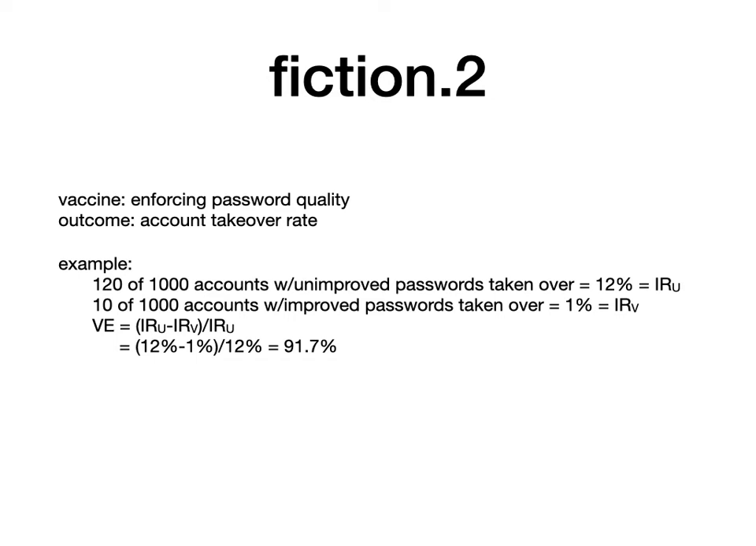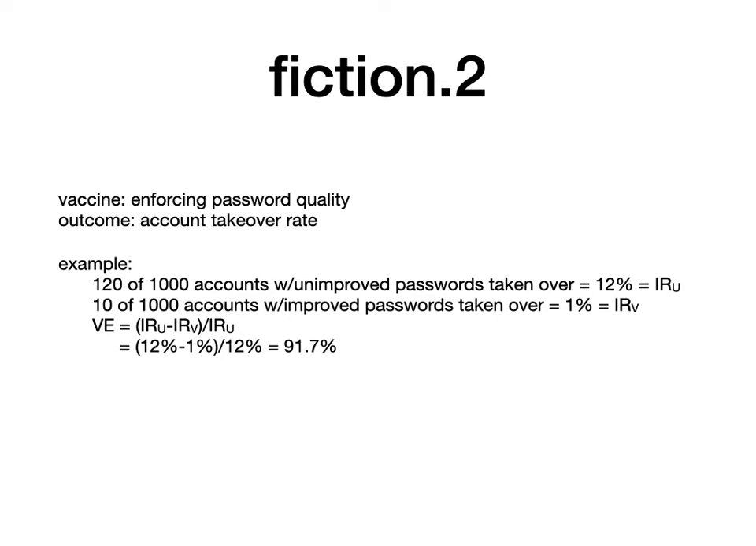Suppose that our vaccine is enforcing password quality. And again, what we're using as an outcome, in this case, is account takeover rate. So make up some data. 120 out of 1,000 accounts that haven't had any password quality control exerted against them might be taken over. That gives us an IR sub U of 12%. Suppose that only 10 out of 1,000 accounts whose passwords were subjected to password quality control at the time of entry were taken over. That's a 1% IR sub V.